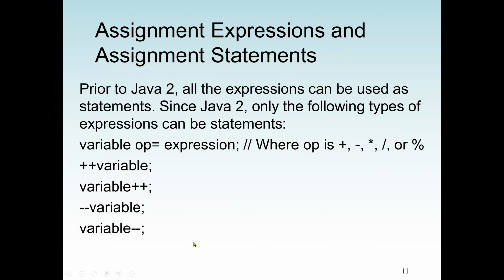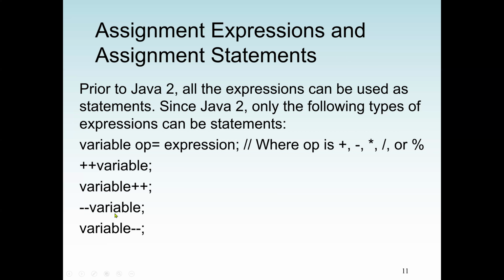Prior to Java 2, all expressions could be used as a statement. But since Java 2, only the following types of expression can be statements. We have variable op= expression, which we also call a compound operator, for example +=, where the operator op is an arithmetic operation: plus, minus, multiplication which is asterisk, division, or percent which is modulus. Modulus always gives us the remainder of a value when two values are divided. Then we have ++variable or variable++, which is pre-increment and post-increment.